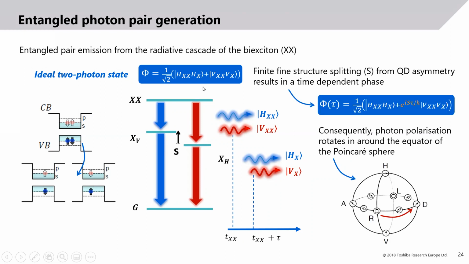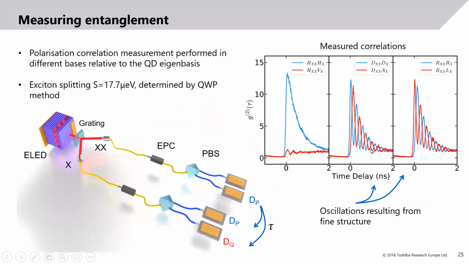Now, if the photons are emitted in a superposition basis, because of the fine structure splitting of the dot, because these states are not completely identical in energy, the superposition will actually pick up a phase during the lifetime of the exciton, which is shown here. So instead of just a straightforward Bell state, we now get a time-dependent, time-evolving Bell state with a phase depending on this fine structure splitting. And we can think about this as these superpositions rotating along the equator of the Poincare sphere as a function of the exciton lifetime.